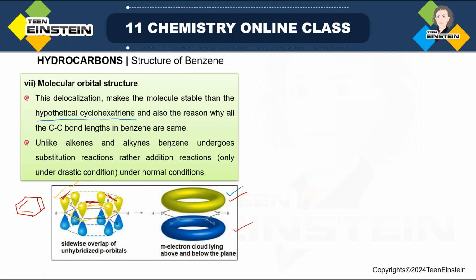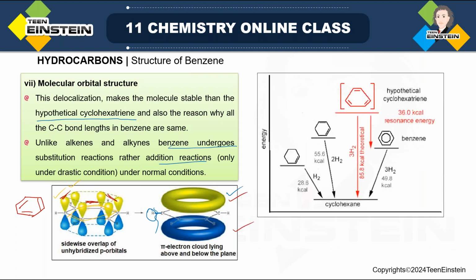Unlike alkene and alkyne, benzene undergoes substitution reaction rather than addition. In brackets it is mentioned, only under drastic conditions. So under normal conditions, no addition reaction. Now it is understood that this pi electron cloud will try to remain intact. Only the carbon-hydrogen, or any other substituent, will take part in the reaction. So this H can be substituted by some other groups. Otherwise, there will be no reaction.